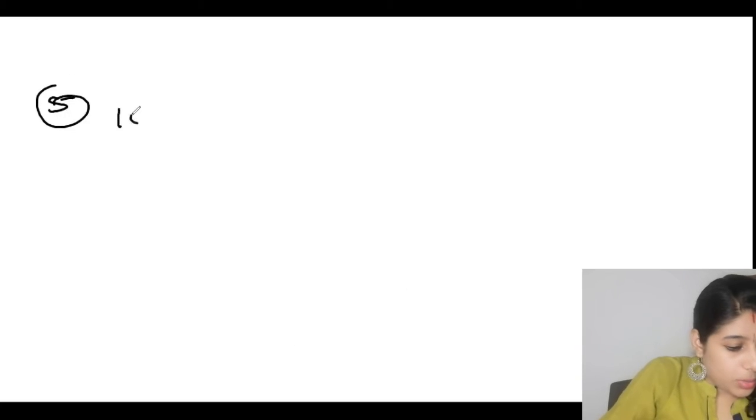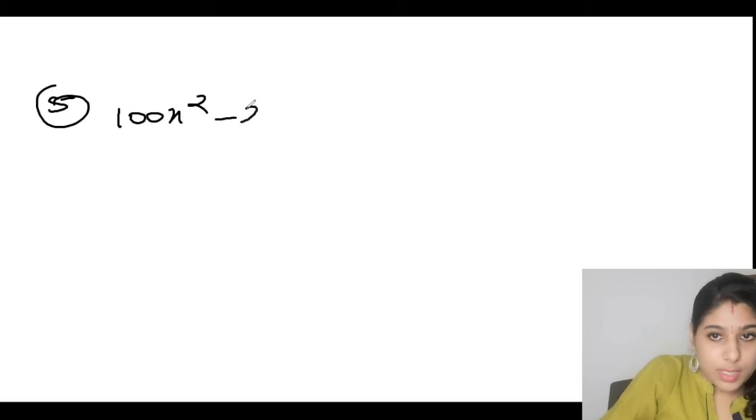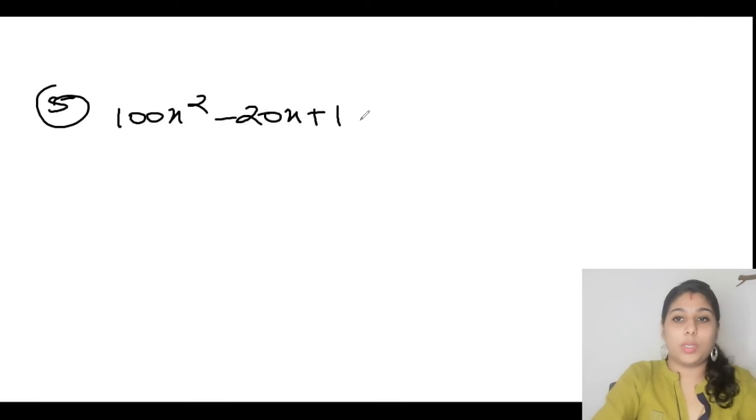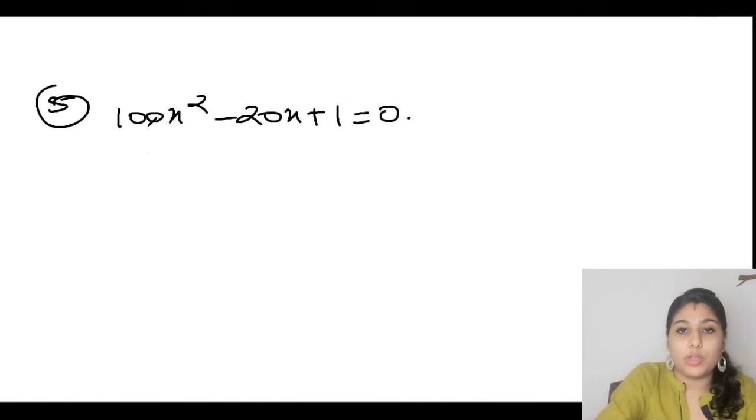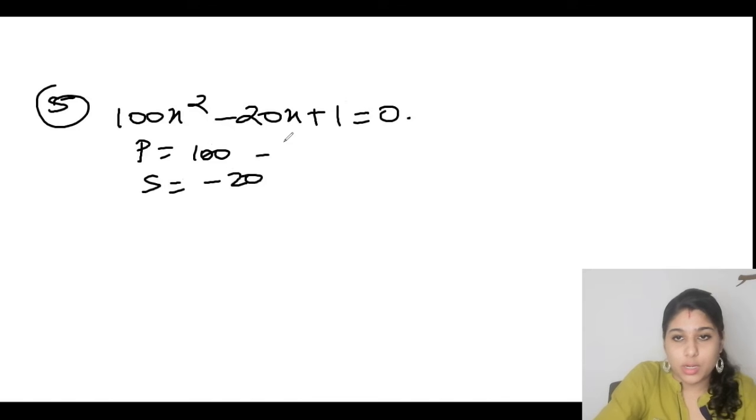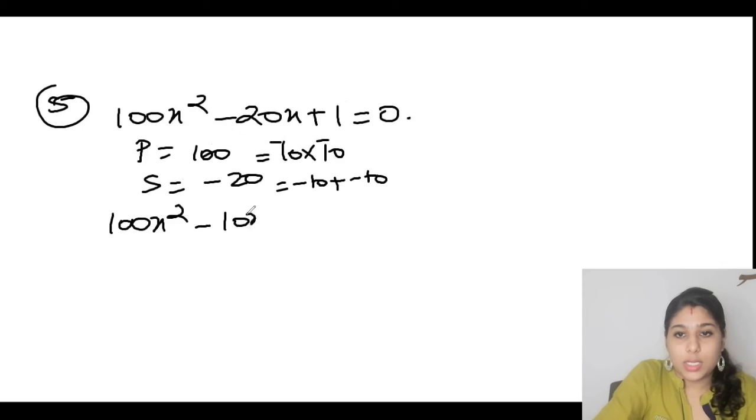Next is 100x² - 20x + 1 = 0. Here the product will be 100 into 1, that is 100, and the sum should be -20. So we understand that 10 into 10 is 100, or -10 into -10 is 100, and -10 plus -10 is -20. So 100x² - 10x - 10x + 1 = 0.